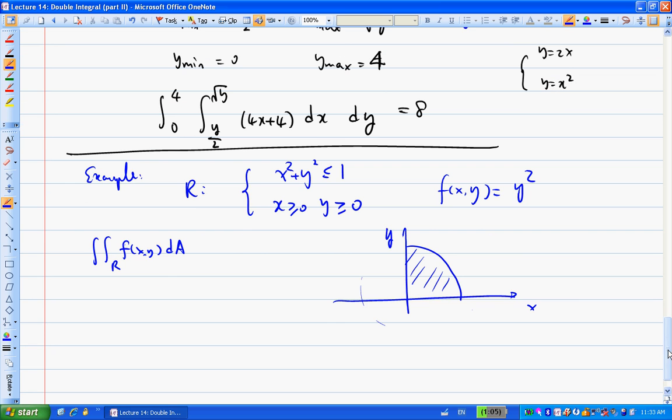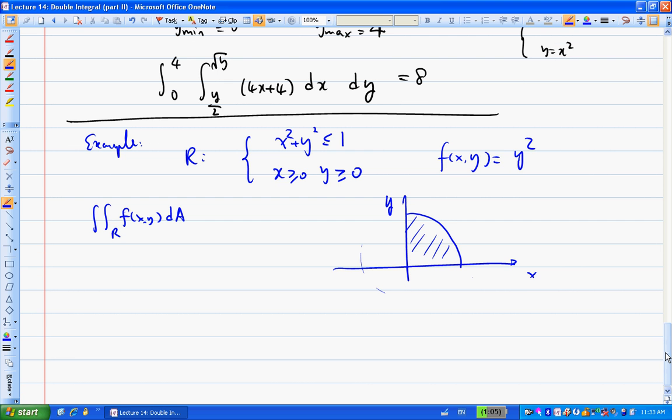The other thing is, from now on we're going to do a lot of things. Sketching is a very essential skill. For example, sketching a circle, a sphere, a parabola, a paraboloid, a cone.